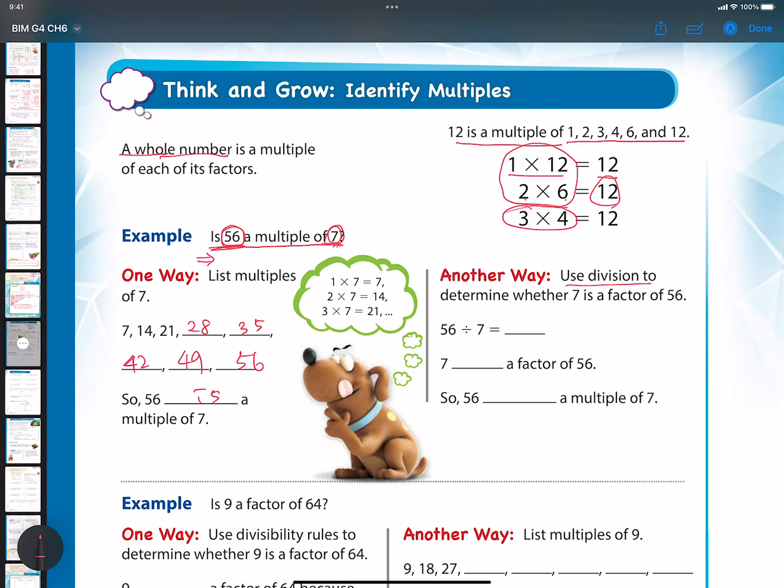So another way, use division. Okay, division skill we know already to determine whether 7 is a factor of 56. So 56 divided by 7, which means what? 7 times what is going to make 56? So let's go ahead. 56 divided by 7. We don't have to do this, but still, okay? And since we know 7 times 8 is what? 56. Take away, nothing left over, okay? So that's 8. So 7 is a factor of 56. So 56 is what? Yes, a multiple of 7.